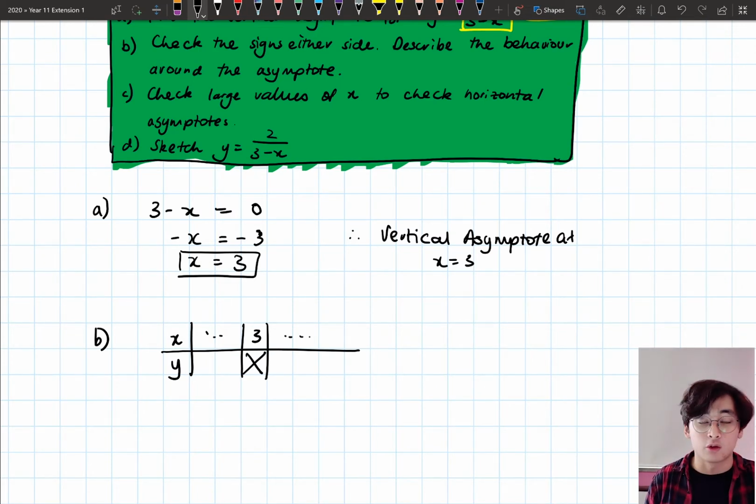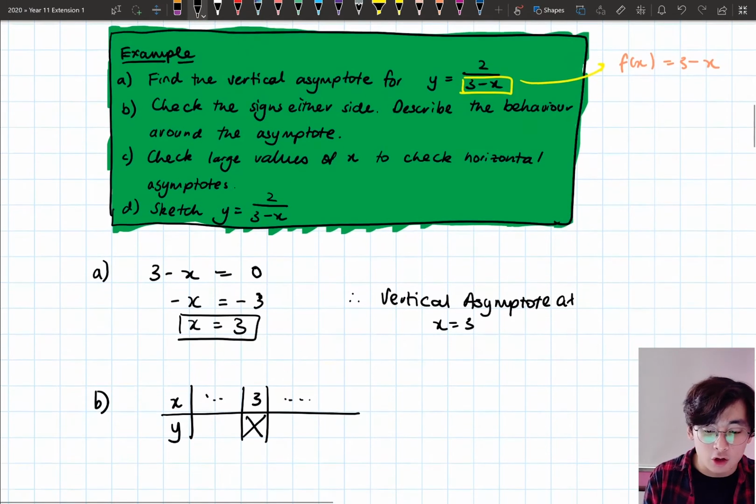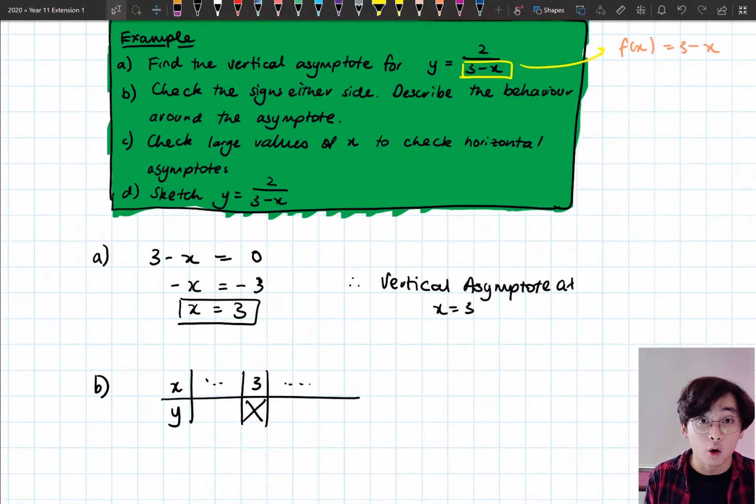So what's a value that's to the right or left of my vertical asymptote? Well, we could pick something like 2, 0, negative 100, whatever, and we're going to substitute it into my equation here, and all I'm worried about is if it's positive or negative. So if I substitute 0 in, I would get 2 over 3, which is a positive number. So on the left-hand side, it's going to be positive.